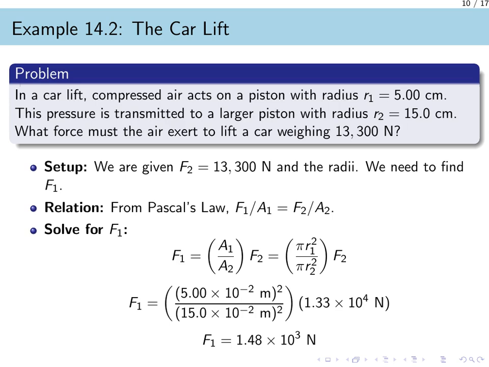Because the pistons are circular, the area is pi times the radius squared. This means the ratio of the areas is simply the ratio of the radii squared. Plugging in the given radii and the car's weight, we calculate an input force of approximately 480 newtons. Notice how a force of less than 500 newtons can lift an object weighing over 13,000 newtons. This force multiplication is the key advantage of a hydraulic lift.